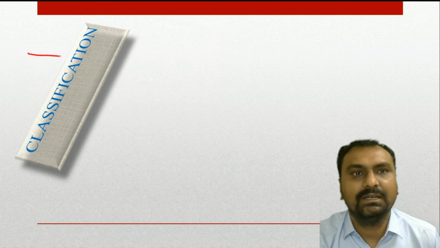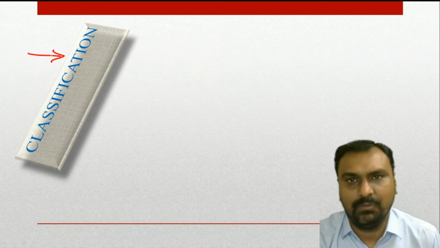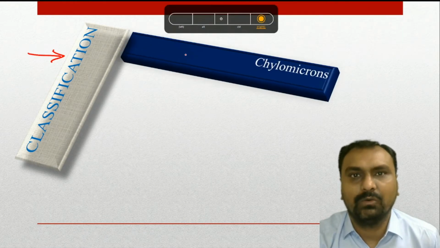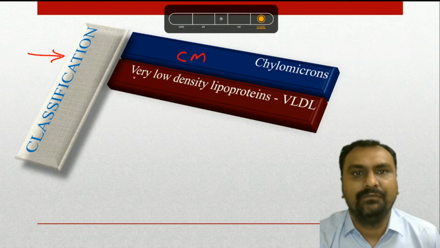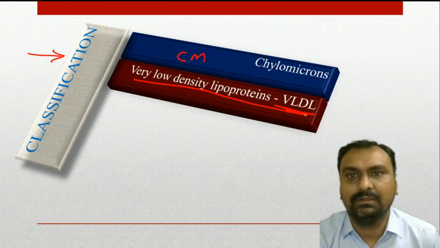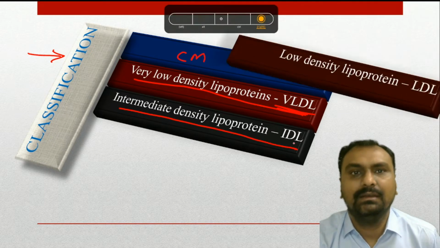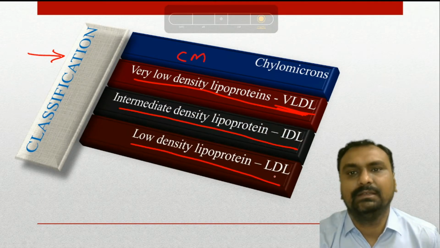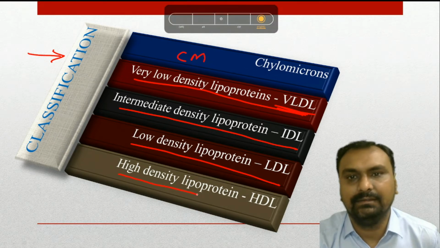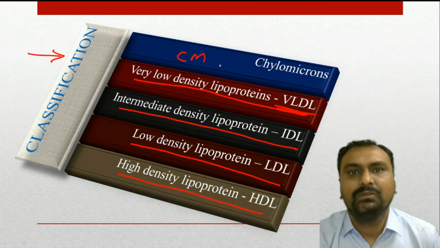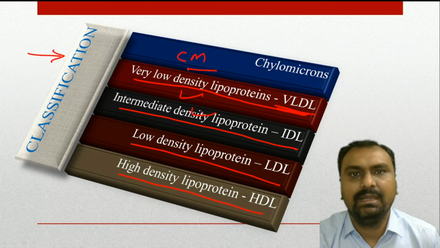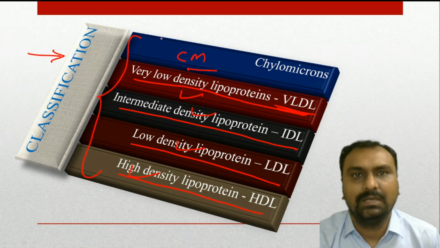Now we will see the classification of the lipoproteins. They are the chylomicrons, very low density lipoprotein, that is VLDL, intermediate density lipoprotein, IDL, low density lipoprotein, that is LDL, and high density lipoprotein. So chylomicron, VLDL, IDL, LDL, and HDL are the names of the lipoproteins.